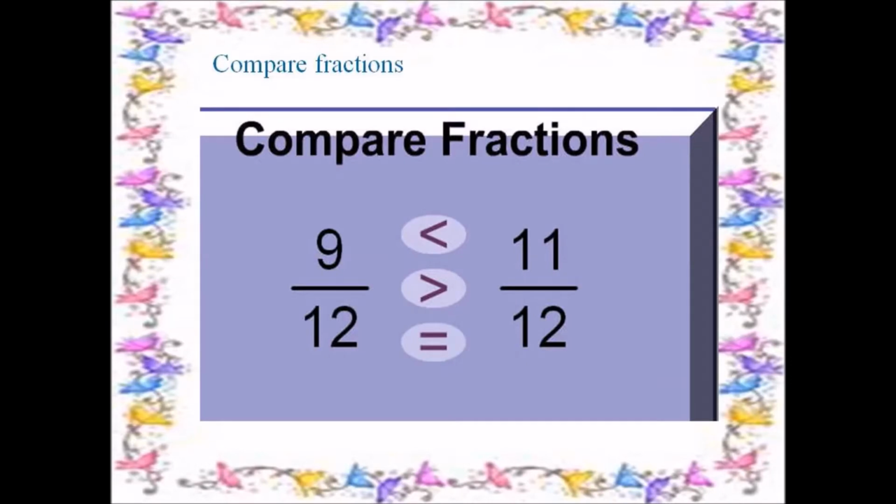Comparing the fractions. 9 by 12 is either greater than 11 by 12 or less than 11 by 12 or equal to 11 by 12. We know that on both sides we have a denominator of 12. Now 9 is less than 11. So 9 by 12 is less than 11 by 12.